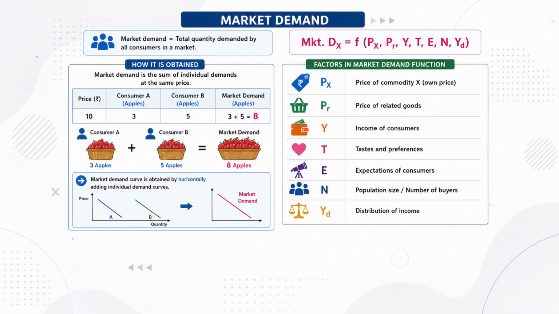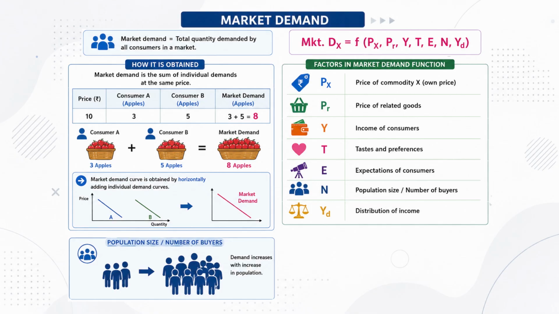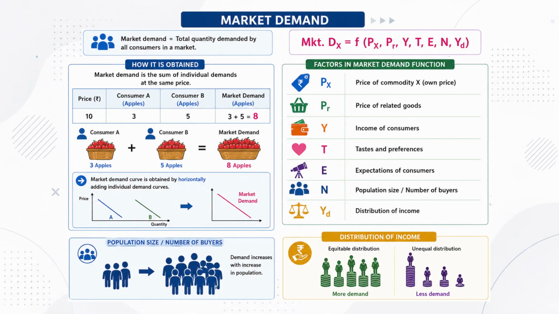Now, let us look at 2 factors that specifically affect market demand. First is the population size, or number of buyers. As the number of buyers increases, market demand generally increases. Second is the distribution of income. Market demand is also influenced by how income is distributed among people in society. If income is more equally distributed, market demand for many commonly consumed goods tends to be higher. If income is highly unequally distributed, market demand for such goods may be lower.